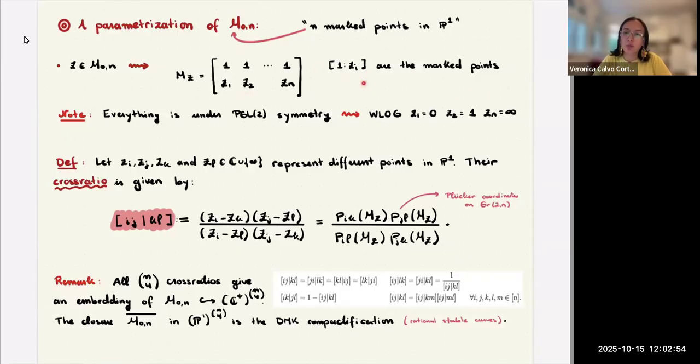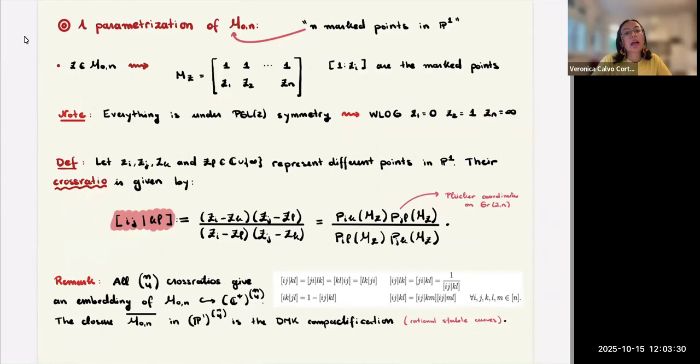So this (1, z_i) will be projective coordinates. And note that really everything is happening under PGL2 symmetry. So this means that a point is not really represented by a unique matrix, but by some PGL2 orbit of matrices. And also because of this same reason of our PGL2 symmetry, we can, without loss of generality, do what is sometimes called the gauge fix, which means that we can set one point to be 0, one point to be 1, and one point to be infinity.